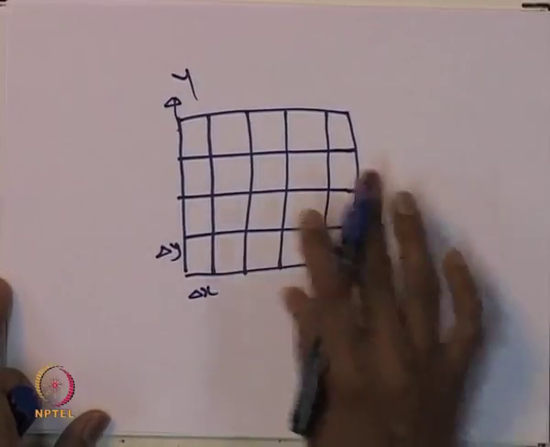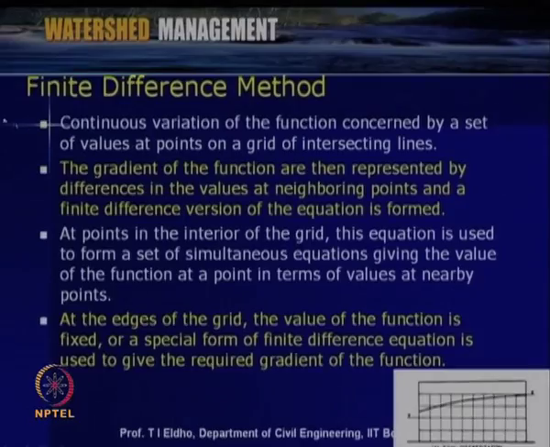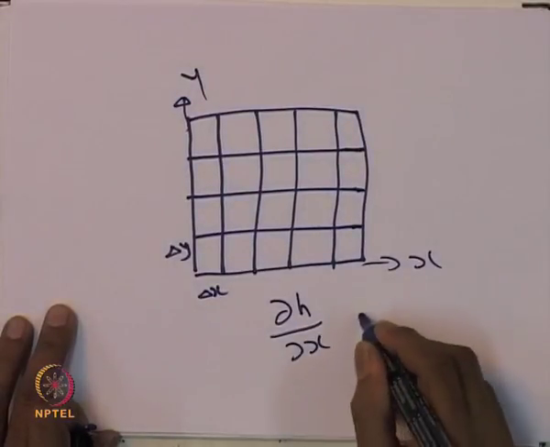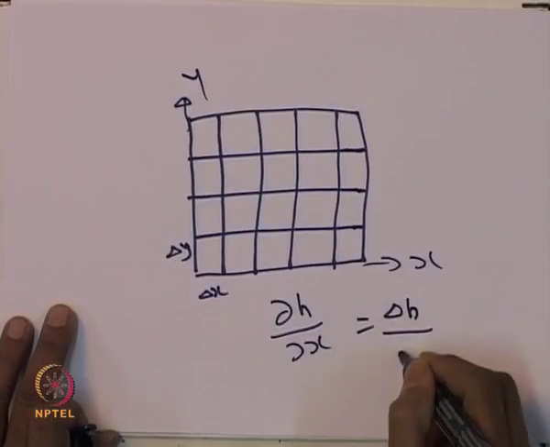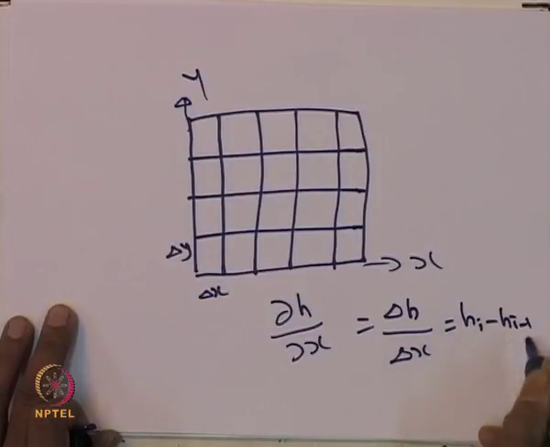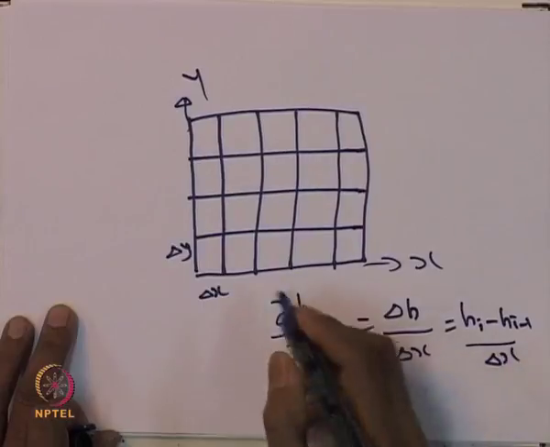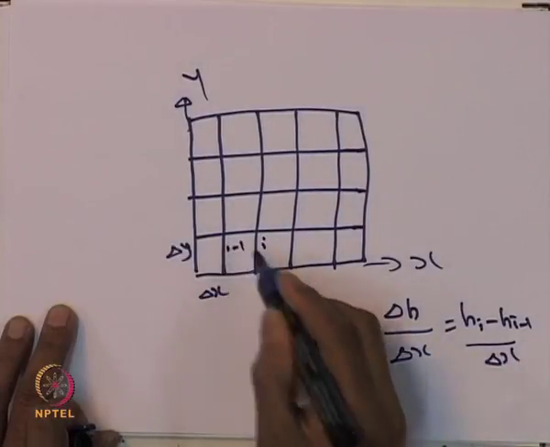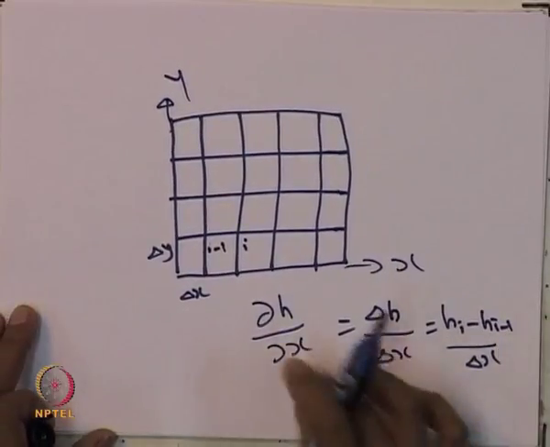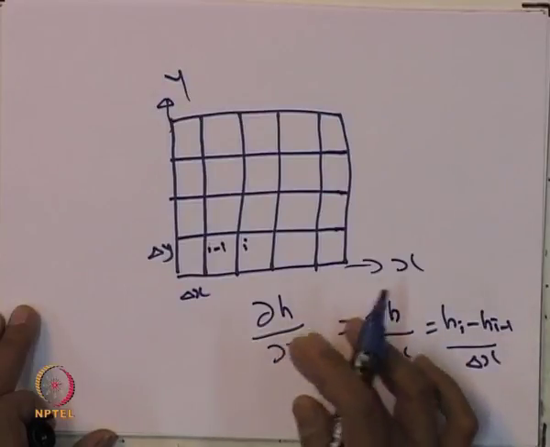So, that way we will do a discretization, and then the gradient of the function are then represented by differences in the values at neighboring points, and a finite difference version of the equation is formed. So, we can see that in our governing equations, we have a term like del h by del x. This we can represent as delta h by delta x, which is h i minus h i minus 1 divided by delta x. For example, if this is i, this is i minus 1, its difference is taken. That is the first order derivative in the spatial direction.